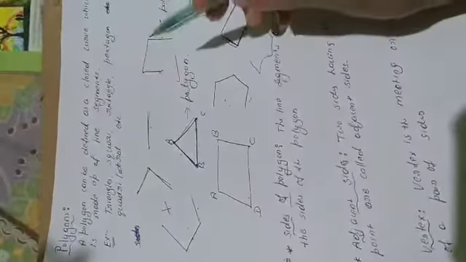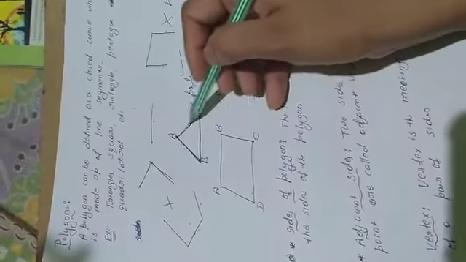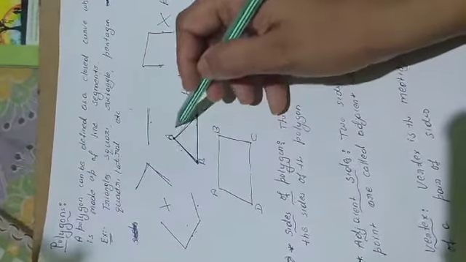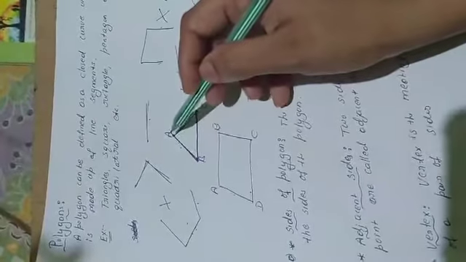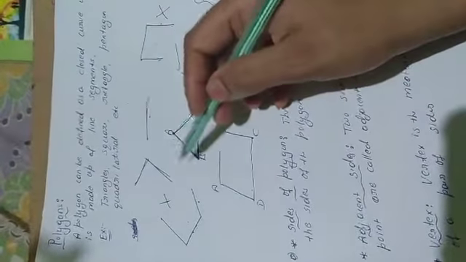But this one is not made up of line segments. It is just a curve. But a polygon is a closed curve. Like this, it's a closed curve, and it is made up of line segments. For example, this is made up of line segments, and it is a closed curve. It's closed on all sides, isn't it?